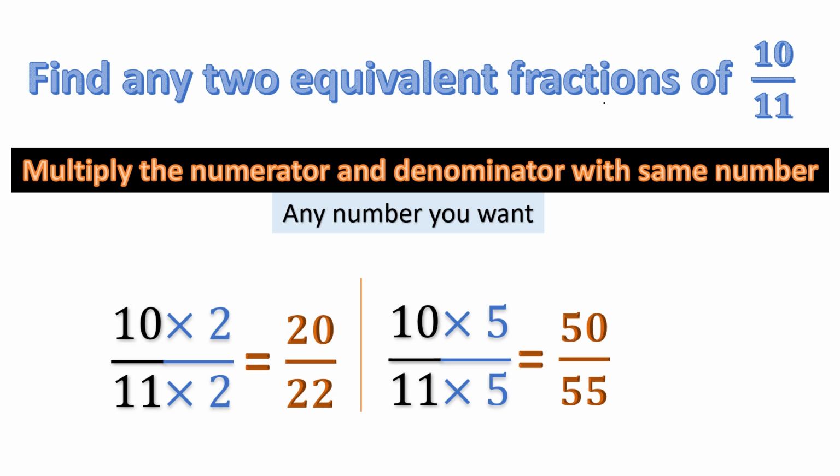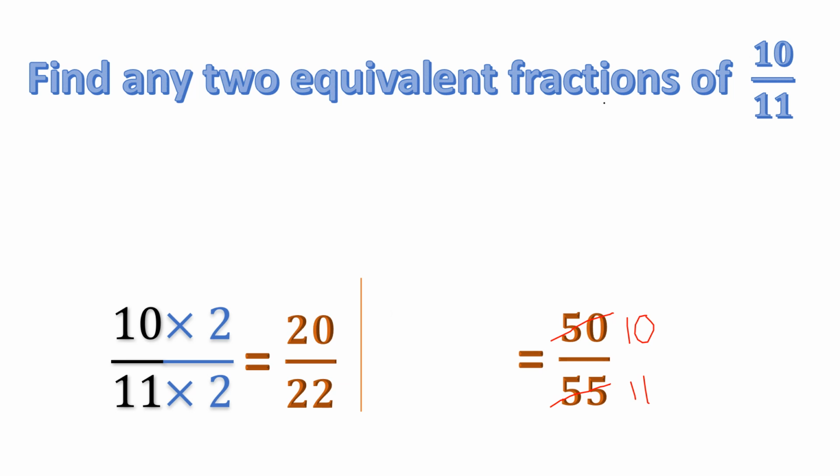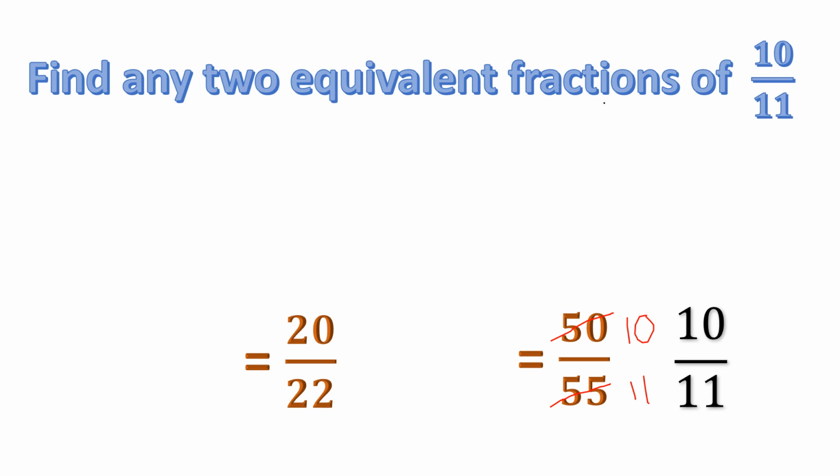Okay. So you know reduction of fractions, how to reduce fractions into their simplest terms. Let us take this example 50 over 55. Both 50 and 55 have the common factor 5. So 5 times 10 is 50 and 5 times 11 is 55, right? So if we cancel 50 over 55, what do we get? We get 10 over 11.